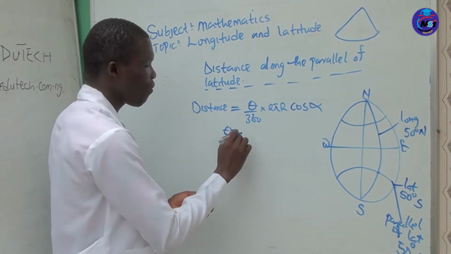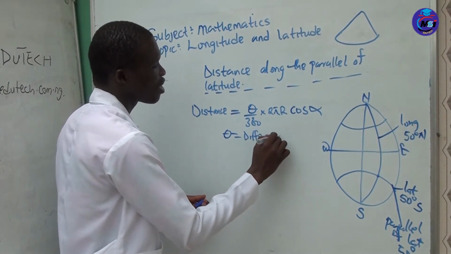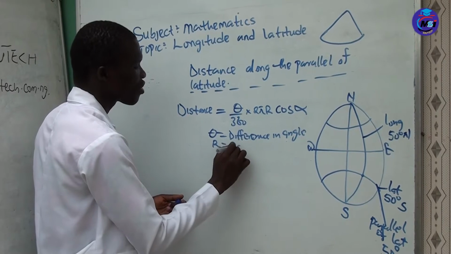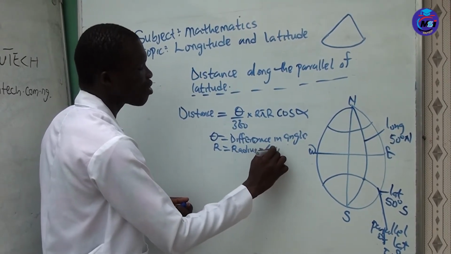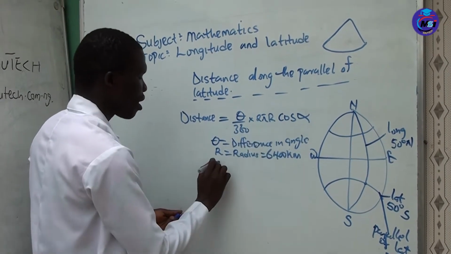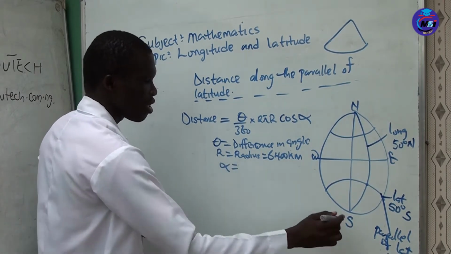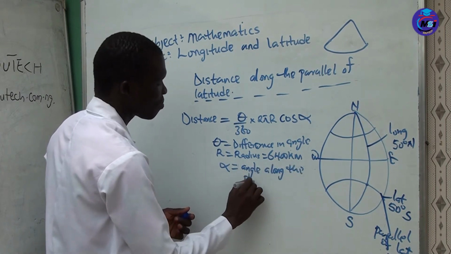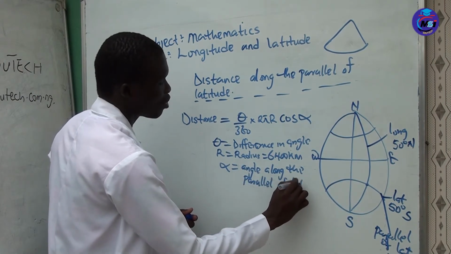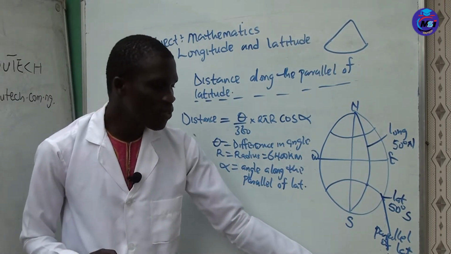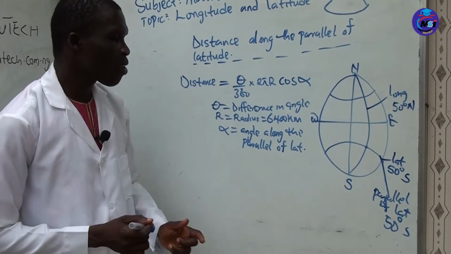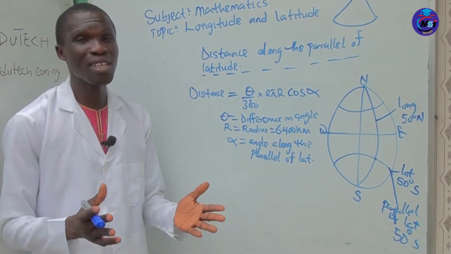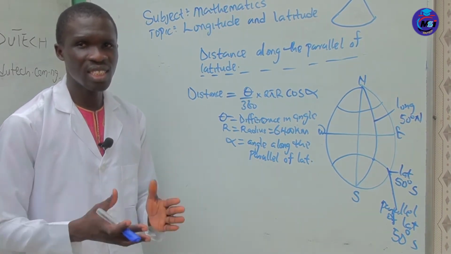Theta is the difference in angle. r is radius, which is 6,400 kilometers, is constant. Alpha is the angle along the parallel of latitude. And what is this alpha? It is 50 degrees, because this is the angle along the parallel of latitude. I believe you are following this class. Don't worry, by the time I solve 2 questions with you, you will discover that this is very simple.